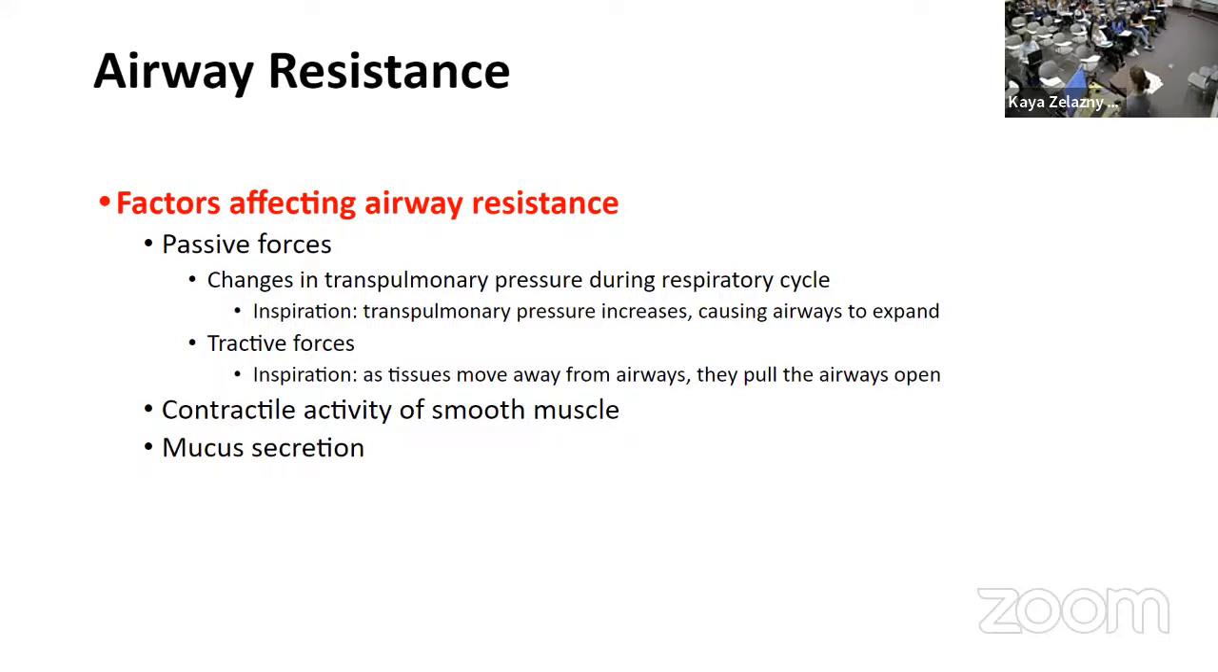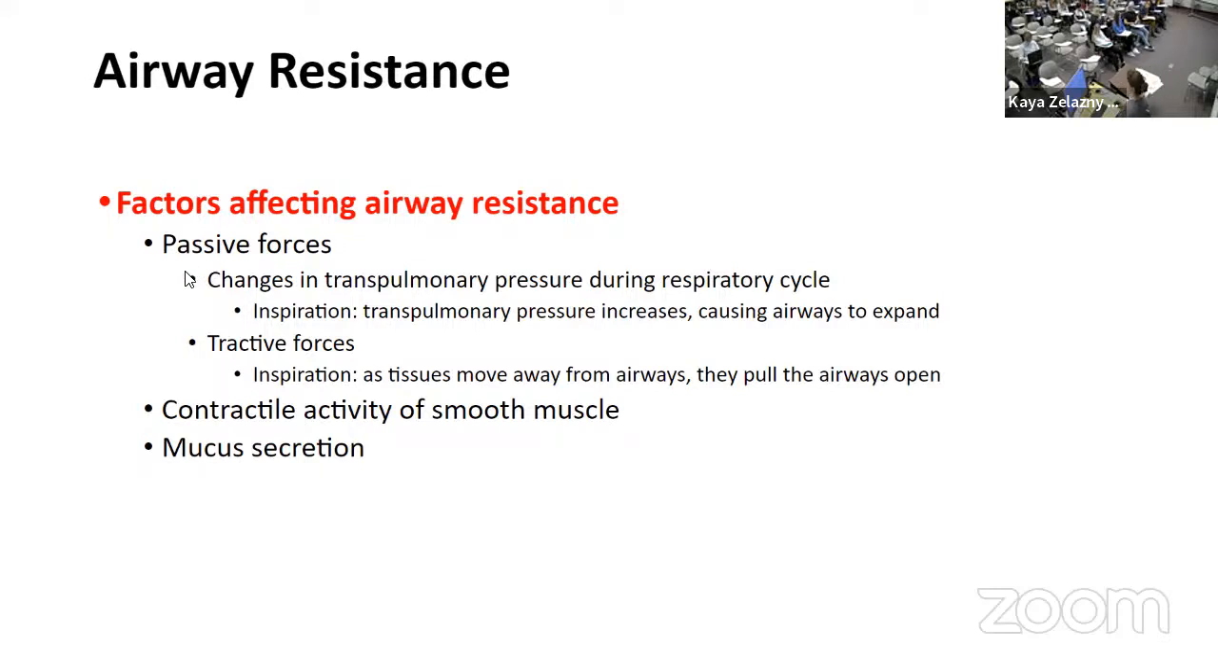Our transpulmonary pressure is a pressure across the lungs that kind of pulls open our airways. The tractive forces, think like ligaments and stuff physically attached to the airways, are also opening those airways as they move. As tissues move away from airways, they have the effect of pulling the airways open. Those are things that are going on all the time, those passive forces.